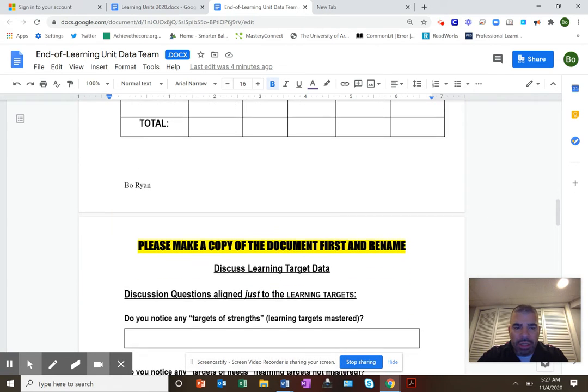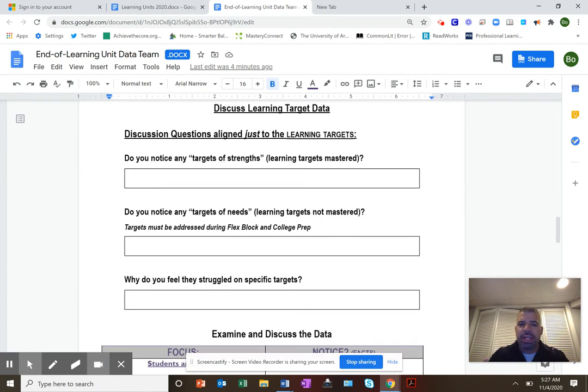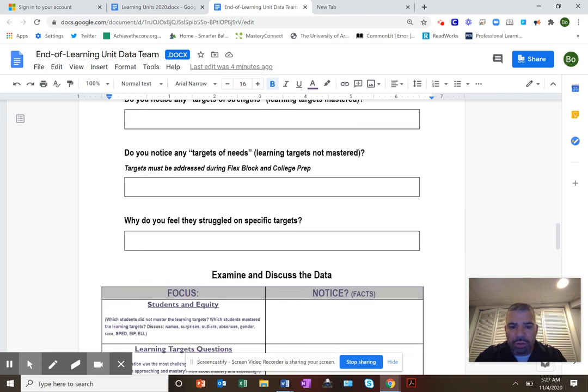Then you can see here, we go down, we talk about, were there any targets or strengths? Did the kids do well on a target? Did they master these targets? And why? Then we look at the targets and needs. Which targets did they not master that we have to work on? And then we talk about, why do you feel they struggled overall on the learning targets?